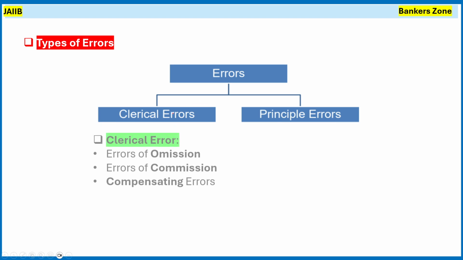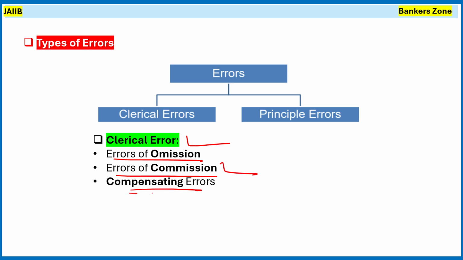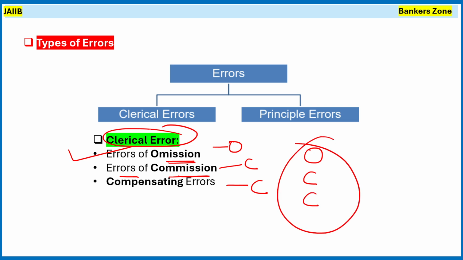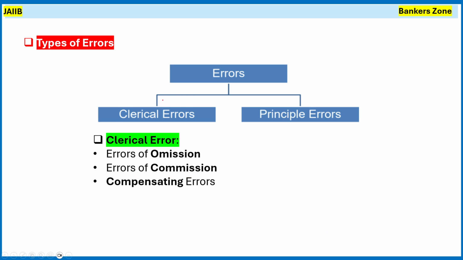Okay, so see, further, clerical errors we can classify into the error of omission, error of commission, and the compensating error. Remember, the error of omission means what? Completely omitted. You forgot to do the entry, omission. Error of commission means what? That also we will see in detail. So omission, commission, and compensating error. These are the three types of clerical error. Okay, so one by one we'll see here.